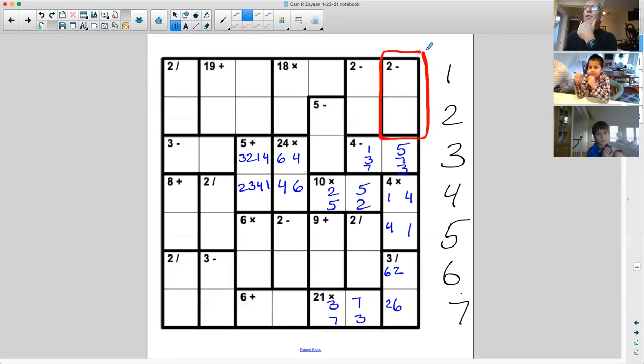Now, boys, I want you to do the 2 minus. Tell me what you think we can do. Remember, you're not allowed to have, and Cam, are you listening through your headphones right now? Huh? Cam, are you listening through your headphones? Is that a yes or a no? Okay, so then leave them on that and don't play with them.